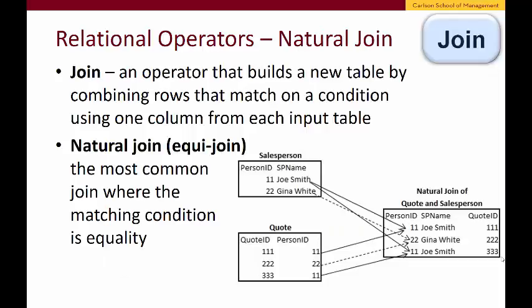Join is an operator that builds a new table by combining rows with a match on a single column, such as person ID in this example. This type of join is called a natural or equi-join because the values have to match exactly, and it is used the most often.